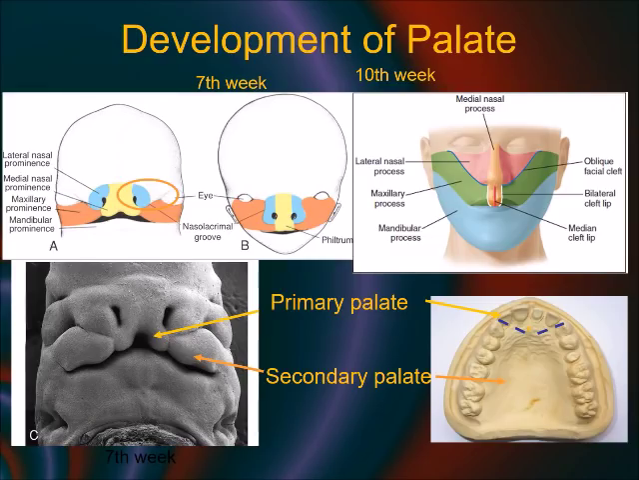In this image you can see the maxillary process, the medial nasal process, and the lateral nasal process. The medial nasal process, the two parts medial from right and left, will give us the area of the philtrum.